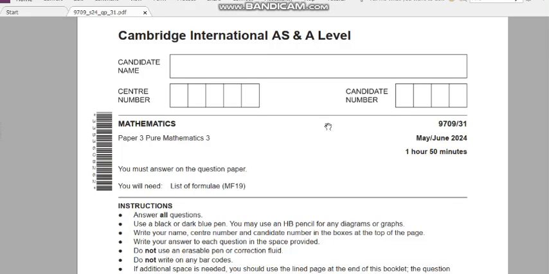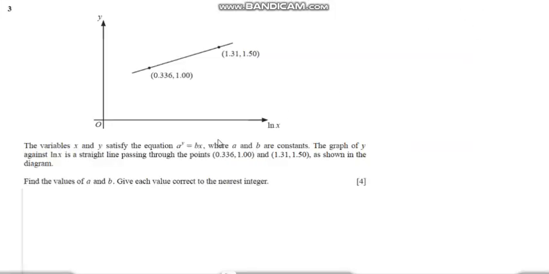Hello, this is Cambridge International AS and A-Level Examination, May June 2024, Pure Mathematics 3, Paper 3. In this video, we are going to be looking at question 3. We've done question 1 and 2 in other videos, so please check the other videos for paper question 1 and question 2. So here is question 3 of the examination.